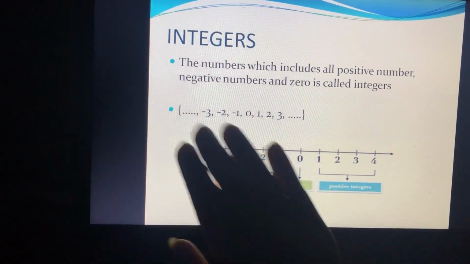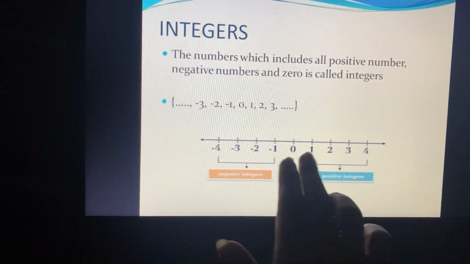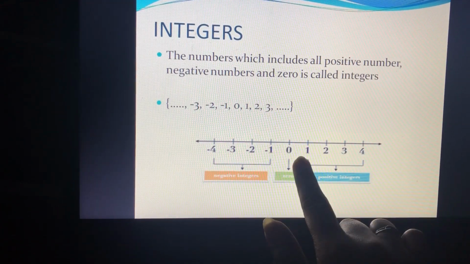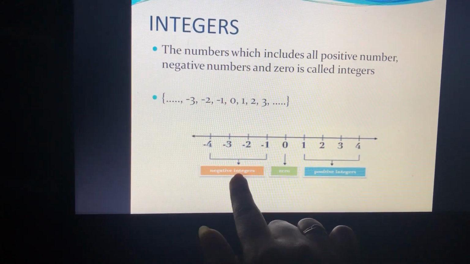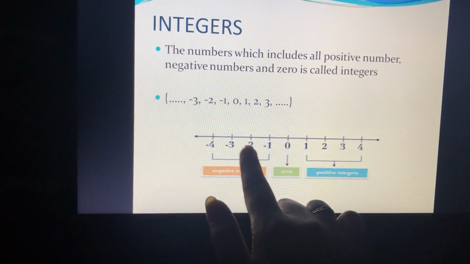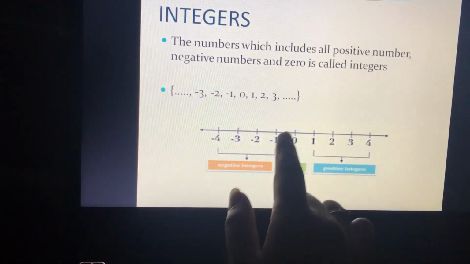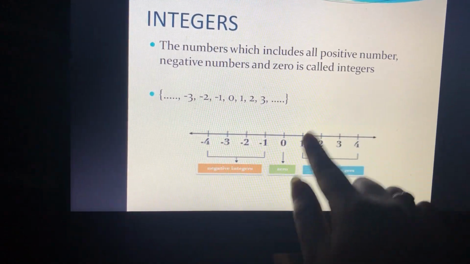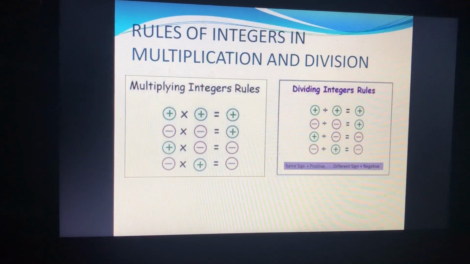When we see the number line, we had studied the whole number line: 0, 1, 2, 3, all the positive numbers and 0. But here we have to make the negative integers also, right? So we will start with minus 1, minus 2, minus 3, minus 4 and so on. So in integers we include the negatives, positives and 0. This is the integer, right?